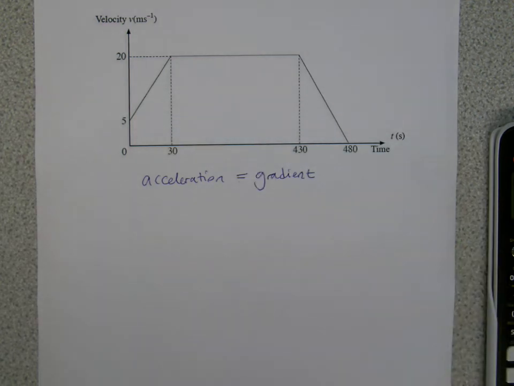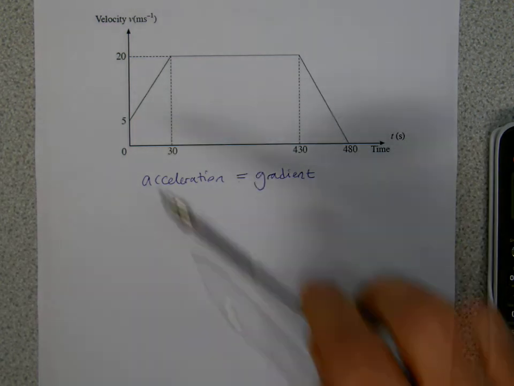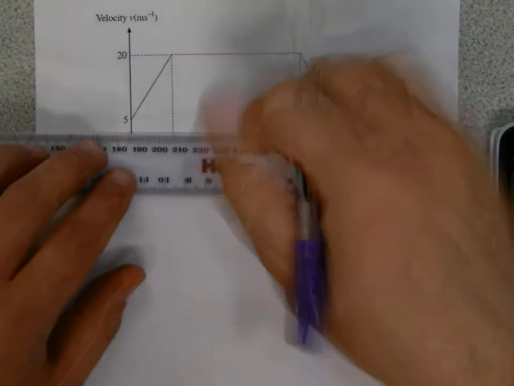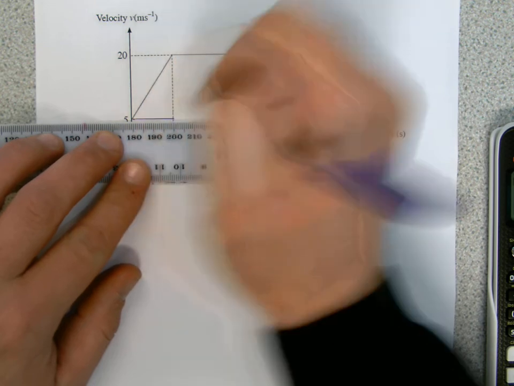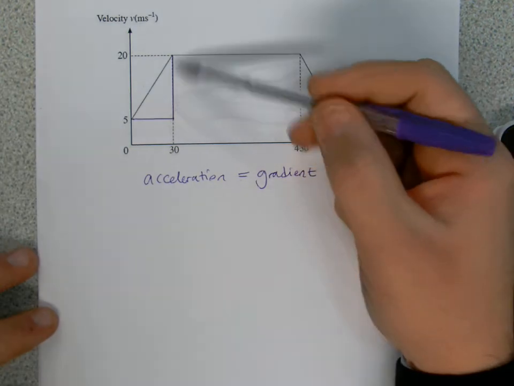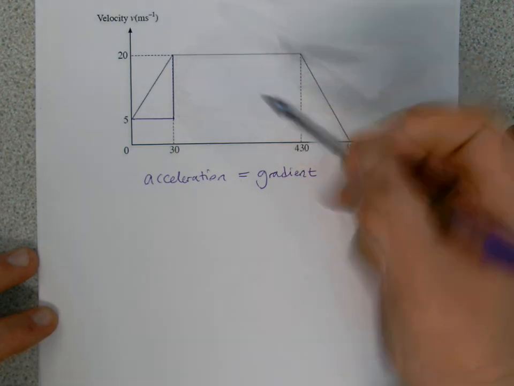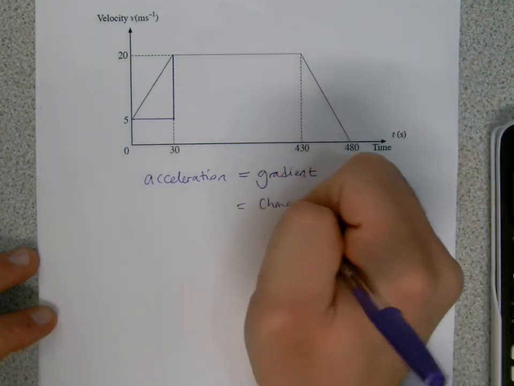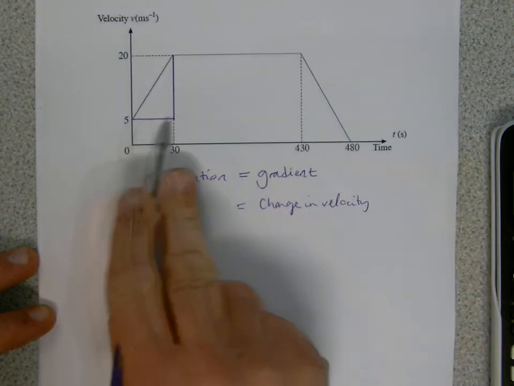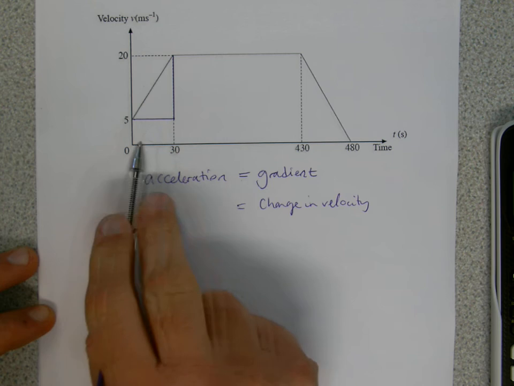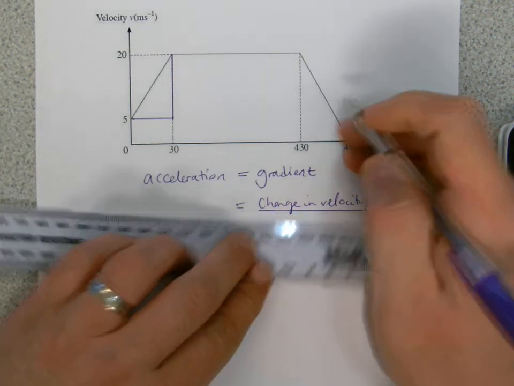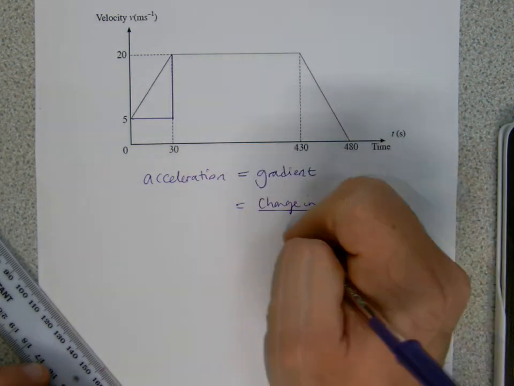So to get the gradient, remember we draw a triangle on this line here. The gradient will be the rise divided by the step, won't it? The rise in this case, this vertical distance here, will simply be the change in velocity. And the step, the horizontal component, is the change in time. So to get the gradient, you do the rise divided by step, so it'll be the change in velocity divided by the time.